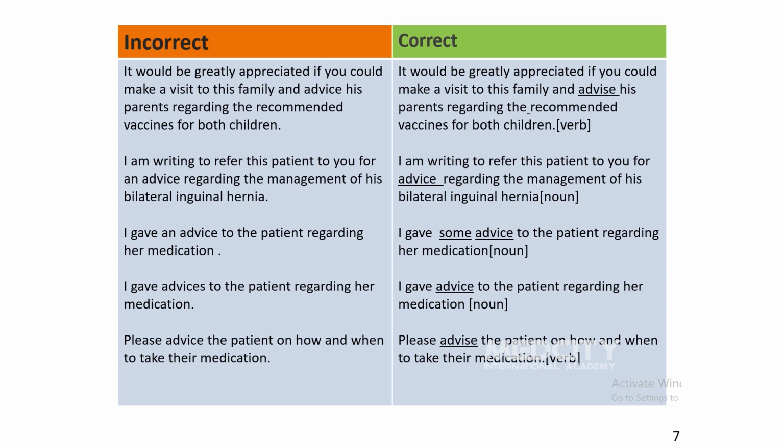ഇവിടെ advice എന്ന് പറഞ്ഞാൽ verb ആണോ noun ആണോ ഉദ്ദേശിക്കുന്നത്. And that is why it comes in the corrected form as it would be greatly appreciated if you could make a visit to this family and advise his parents regarding the recommended vaccines for both children. Now do you understand what makes the incorrect sentence correct? Let's look at the shorter sentences. It makes reading much easier.